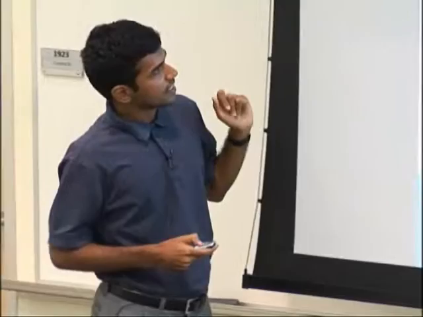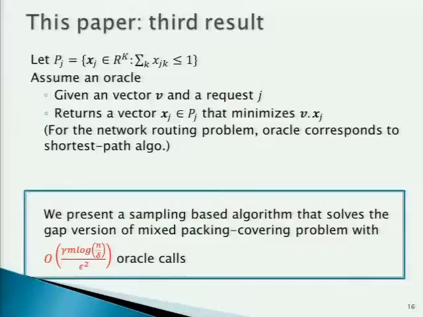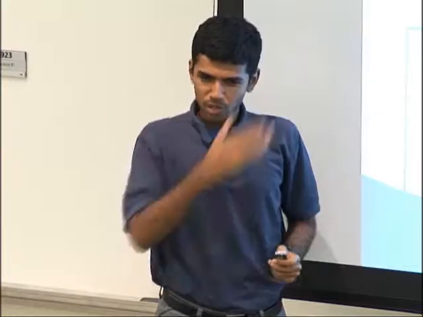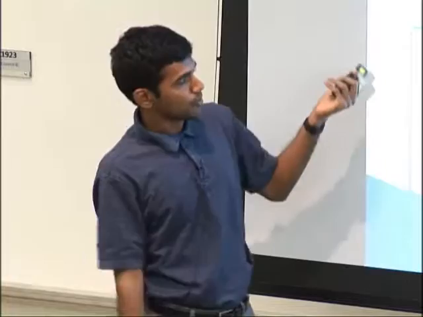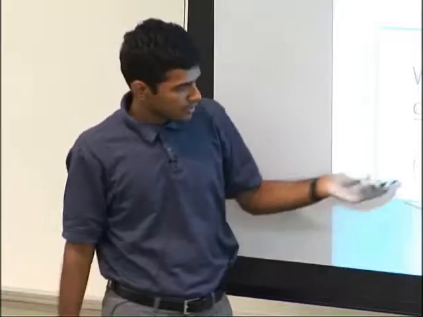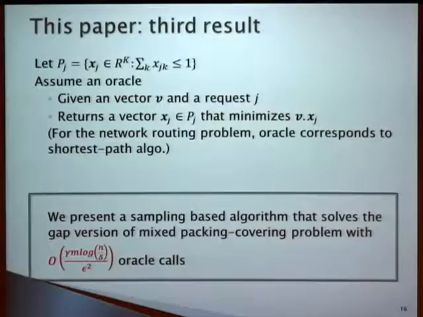Before stating the result, here is some notation. Let Pj be the unit simplex, basically. We assume that there is some oracle which does the following job for us. If I give a vector v, then the oracle should return some vector xj from the polytope that minimizes v dot xj. This might look strange, but it's not really strange. For example, in the network routing problem, what this translates to is, if I give you a vector over exponentially many paths, you choose the shortest path and give it to me. We know that shortest path is easy in polynomial time. And for many problems, you have natural oracles. If you have these oracles, we say that you can solve this gap version of the mixed packing and covering, the yes or no, with high probability, with gamma m by epsilon squared times some log oracle calls. So that is the third result for offline instances.